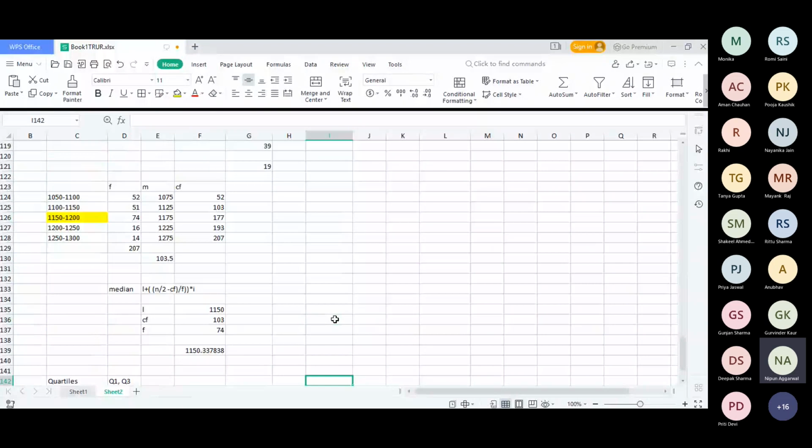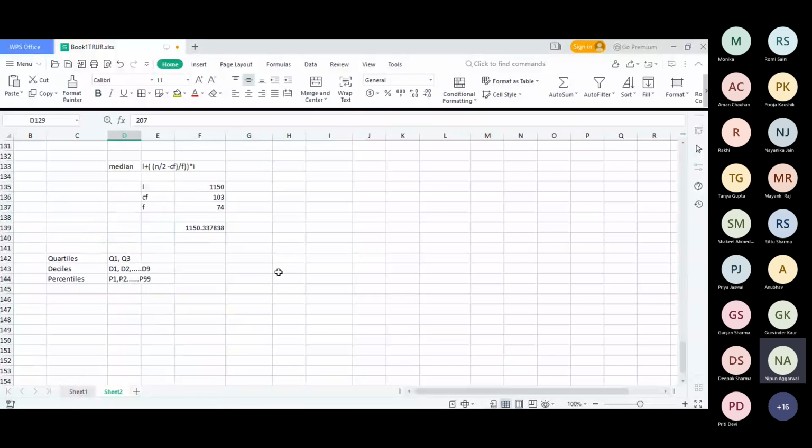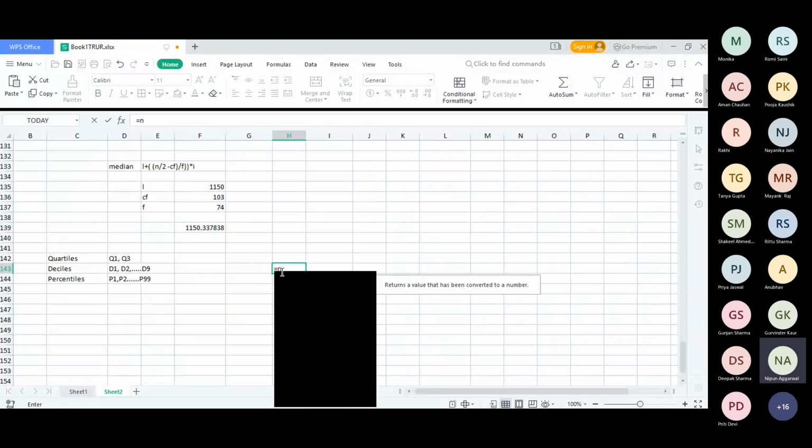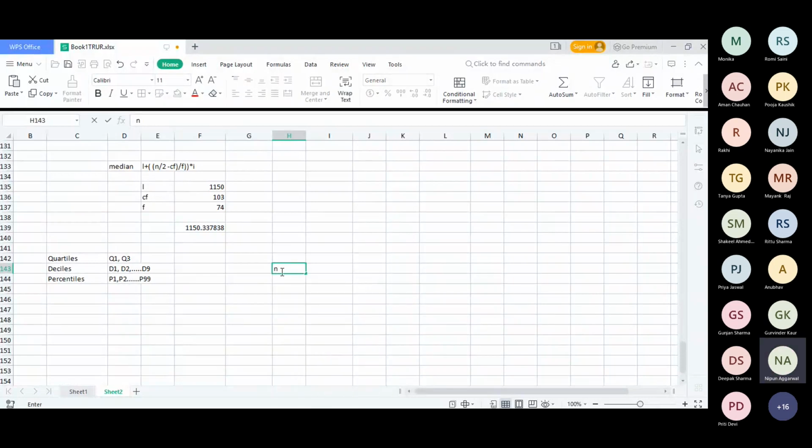First, sigma F is 207. In the median we did n by 2. In quartile we'll calculate n by 4, because quartile is 4 equal parts. Q1 is n by 4. If we want to calculate Q3, it becomes 3n by 4. So that is the difference between Q1 and Q3. Q1 stands for n by 4 and Q3 stands for 3n by 4.